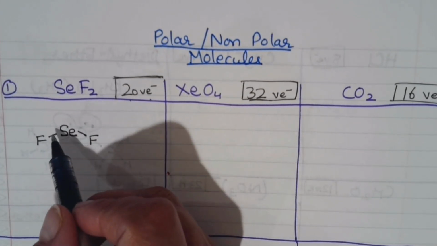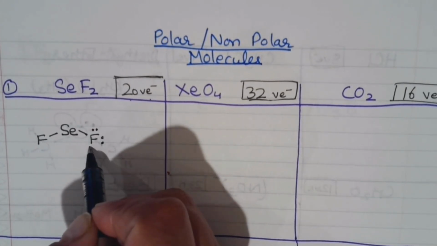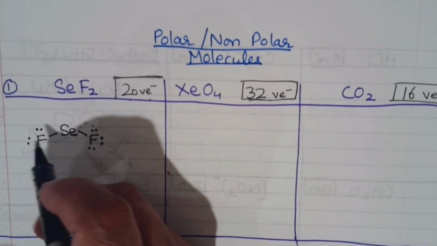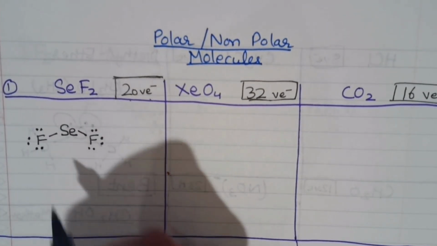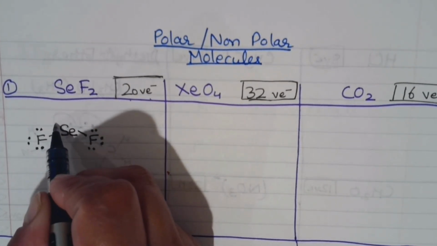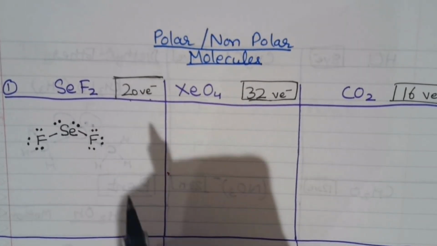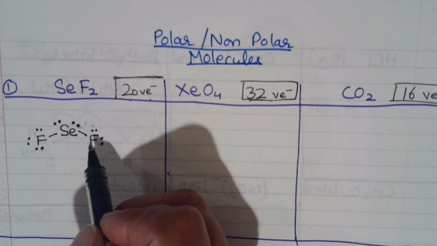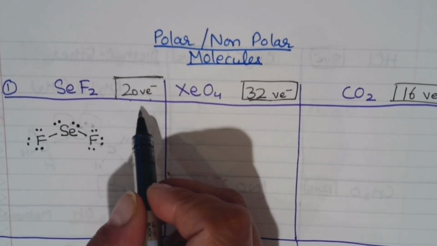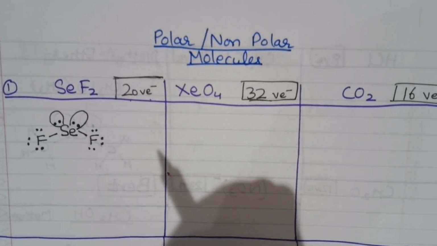So we already used 2, 4, then 6, 8, 10, 12, 14, 16, right? So we have used 16, then 17, 18, 19, 20, right? Selenium completes its octet, fluorine completes its octet, and we are done with all the valence electrons. So now this molecule has two lone pairs.